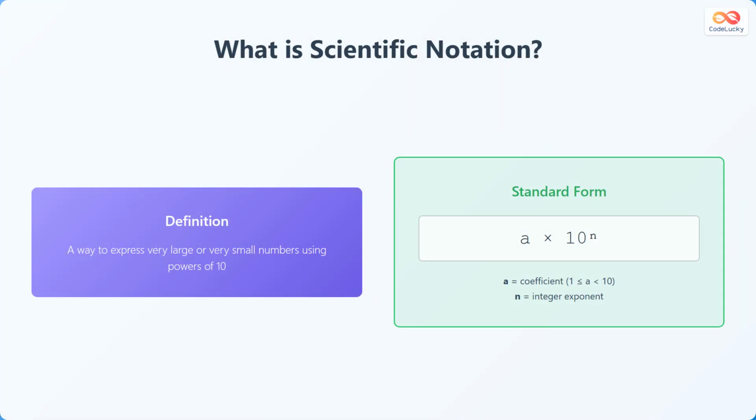So, what exactly is scientific notation? Scientific notation is a way to express very large or very small numbers using powers of 10. It provides a standardized format that makes it easier to work with these numbers. The standard form of scientific notation is a times 10 to the power of n, where a is the coefficient, and it is a number between 1 and 10, including 1 but excluding 10. And n is an integer exponent, which can be positive or negative, depending on whether the number is very large or very small.